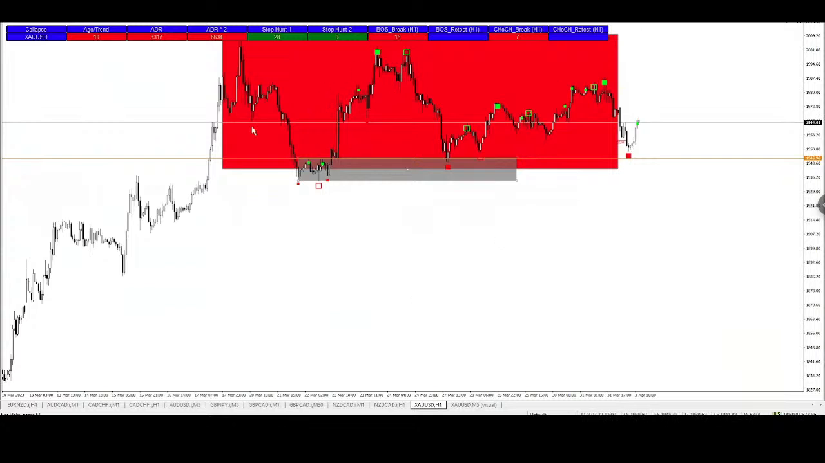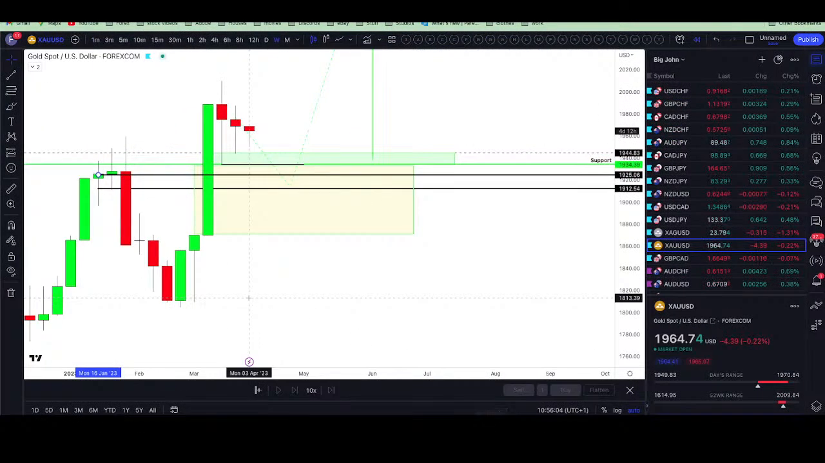I think personally, not even using any indicators, gold is going for the monthly wick that I did show you up there. That's what I think it's going for. Any other questions? So that's what I think gold is.